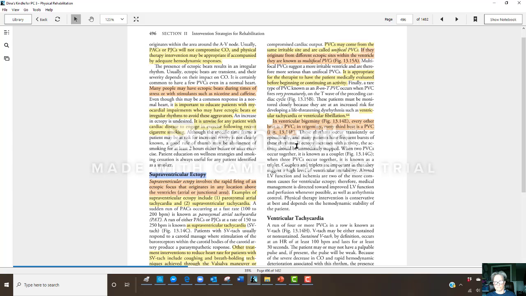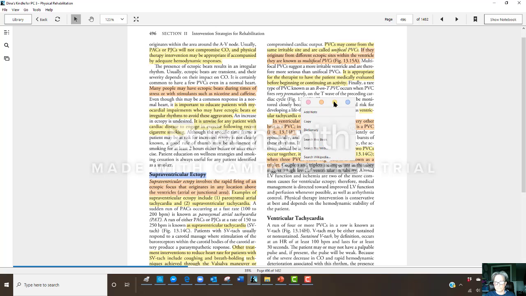When two PVCs occur together, it is known as a couplet. Figure 13.14g. When three PVCs occur together, it is known as a triplet. Couplets and triplets are important in that they suggest a high level of ventricular irritability.